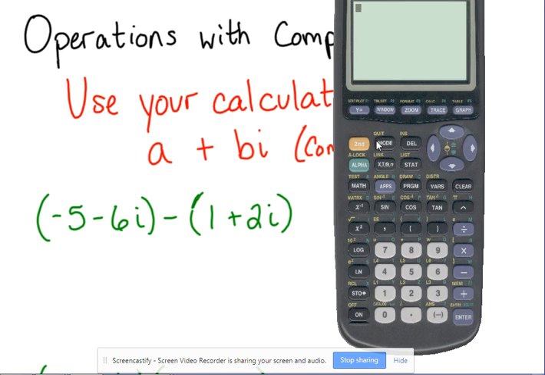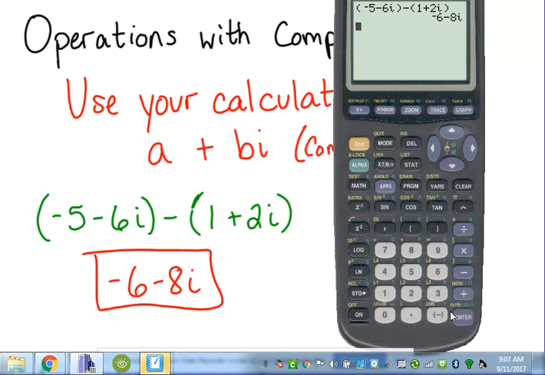So if they ask us to subtract these complex numbers right here, all we have to type in is exactly what shows up on our paper. And you gotta make sure you get the i in there. Remember, it's second decimal, if you didn't know where it is, minus, make sure you put it in parentheses, and it gives you the answer. -6 minus 8i.